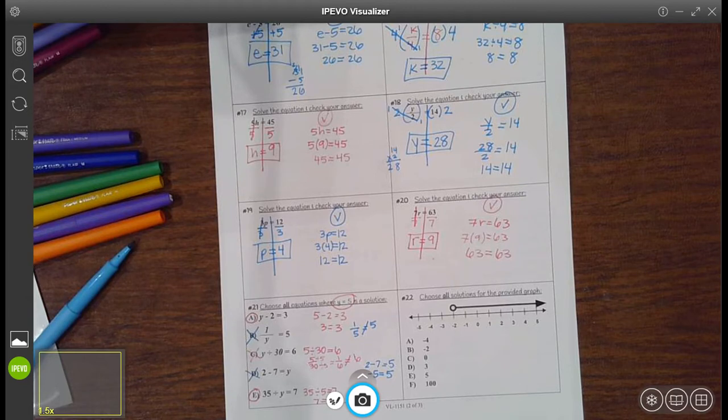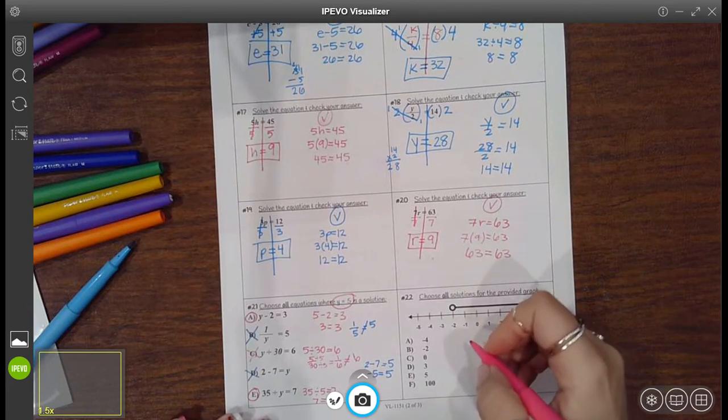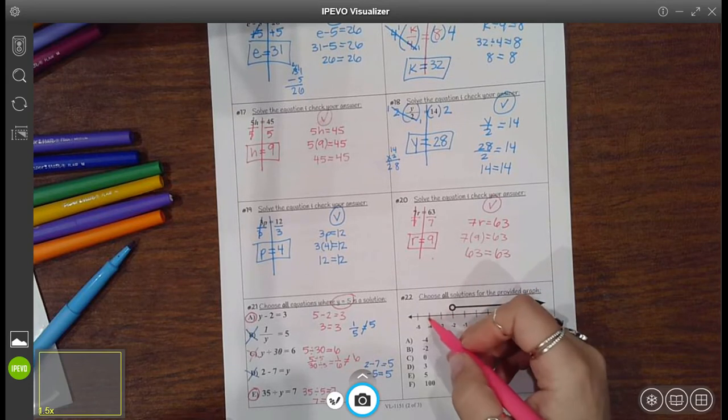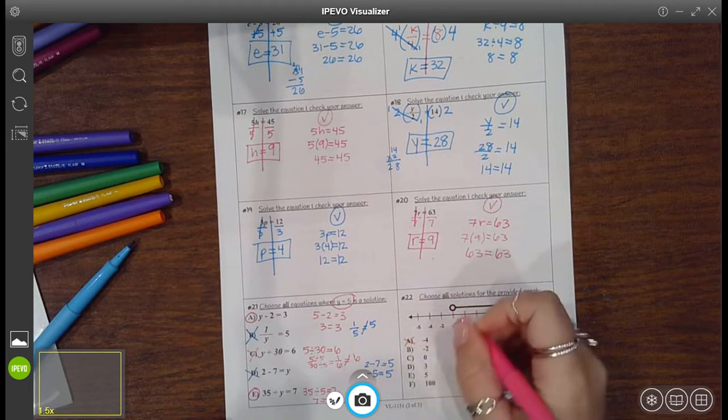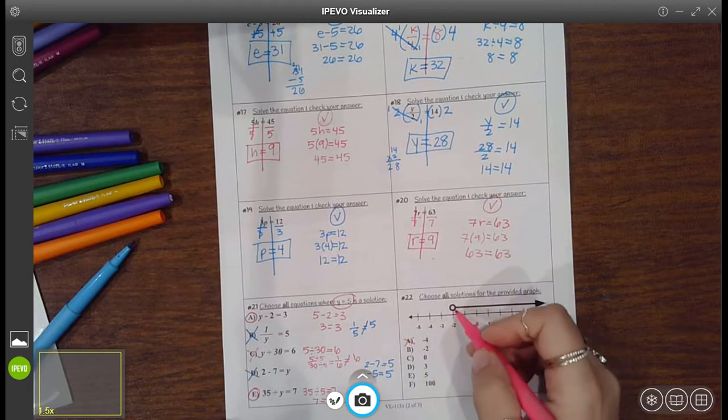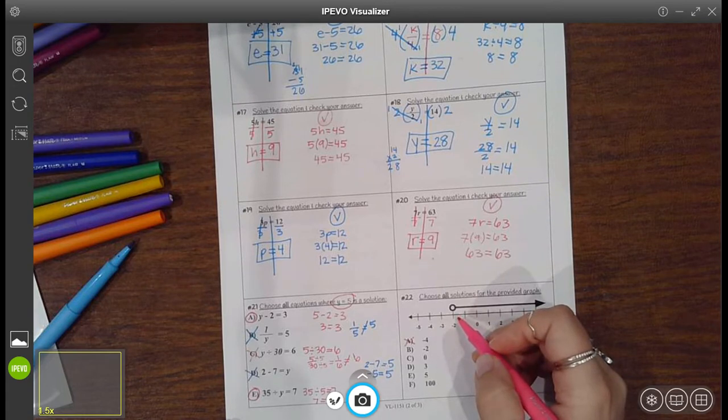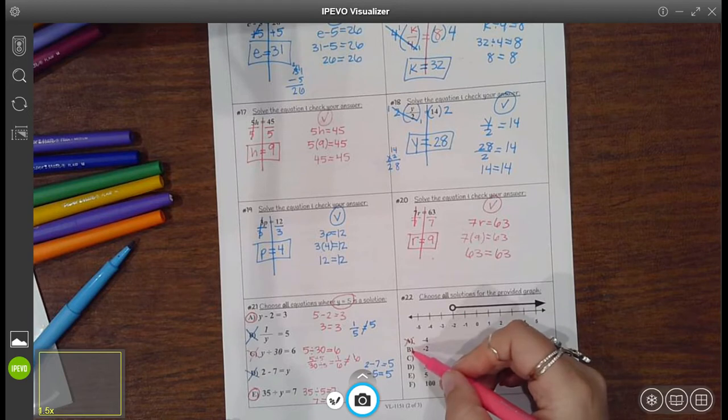Okay, for my next one, I want to choose all solutions for the provided graph. So if I look at the graph, negative 4 is over here. Is that the direction of the arrow? No. Negative 2 is right here where the dot is. So do I include it? What do you think?